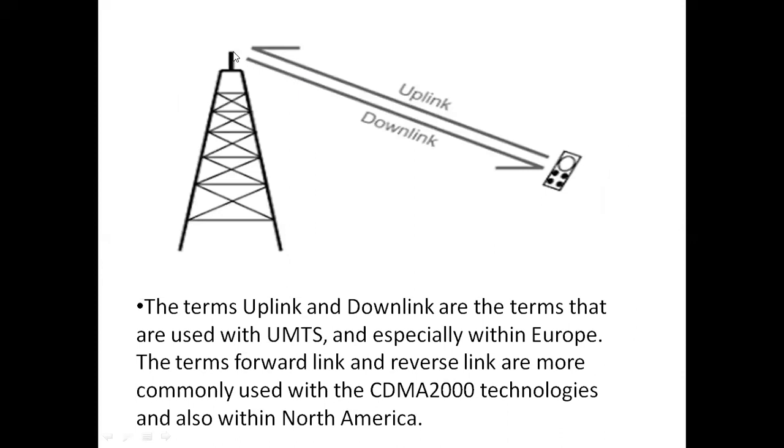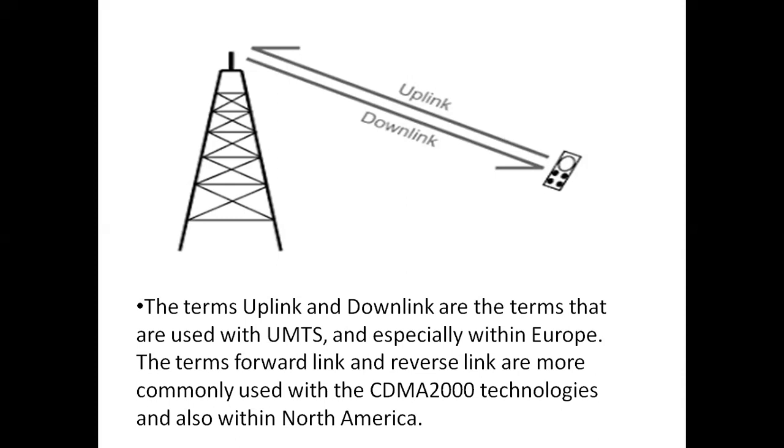Uplink is the link from the mobile unit, our mobile phone, to the cell site or base station. Downlink is the link from the base station to the mobile unit. So the terms uplink and downlink are the terms used in UMTS.